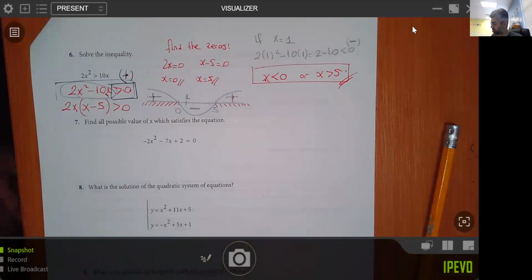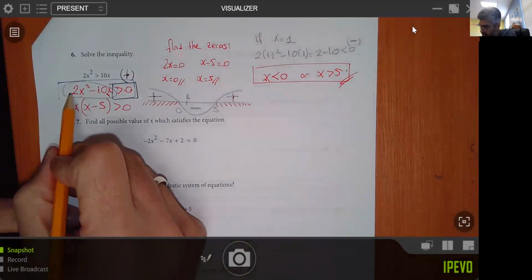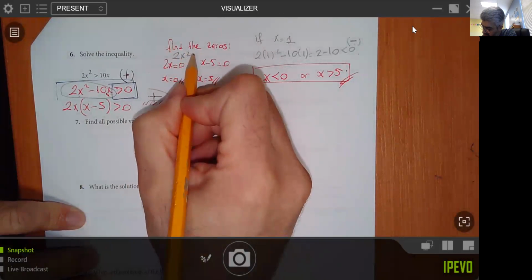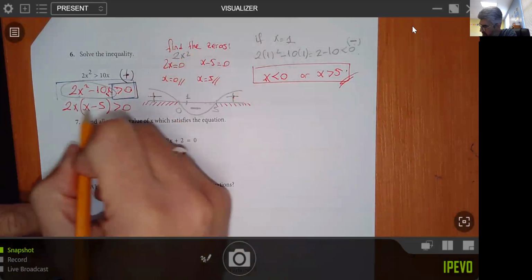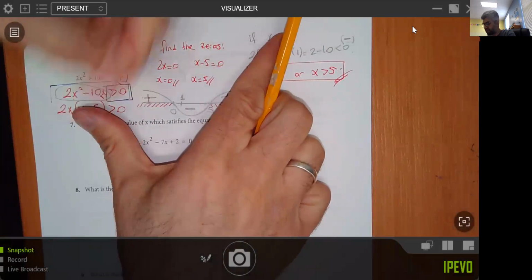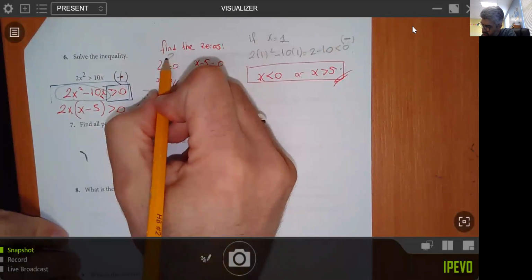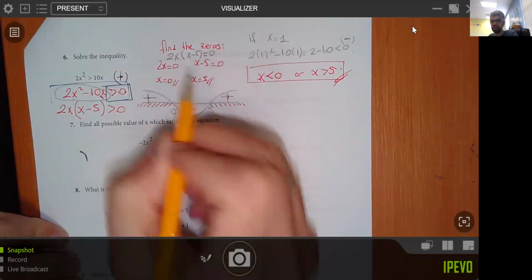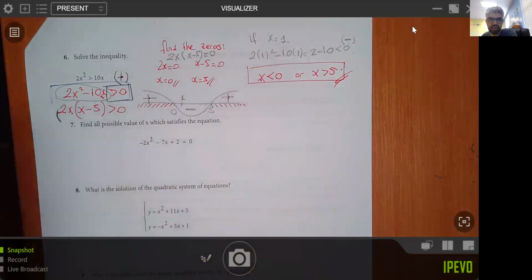How did I find the zeros? I just write it as equal to 0: 2x squared minus 10x equals 0. When I find the factors, I write it like this: 2x times x minus 5. To find the zeros, I have to write the function as equal to 0. Good question. Any other question? Is it clear?